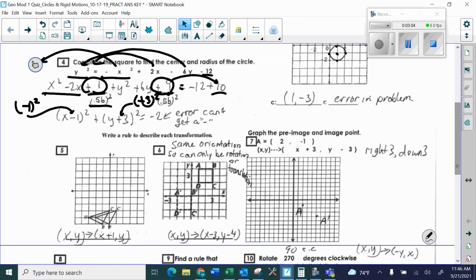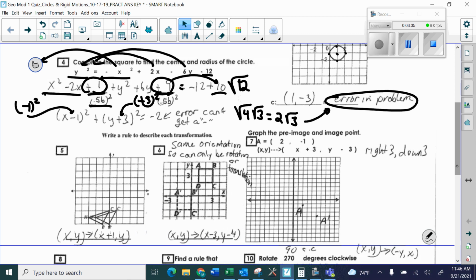Now, this would be an improper one because you can't do 10 minus 12. It's -2. So it should have come out to a positive, which it will on your quiz. And that's why I said there's an error in the problem right there. Okay, whatever it came out to be, let's say it came out to be 12. Then I need to take the square root of 12. I can't write square root of 12 because that's not simplified. I'd only get 1 point. I need to simplify that down to square root of 4 times square root of 3, which then equals 2√3. And that's what I would put in there for the radius.